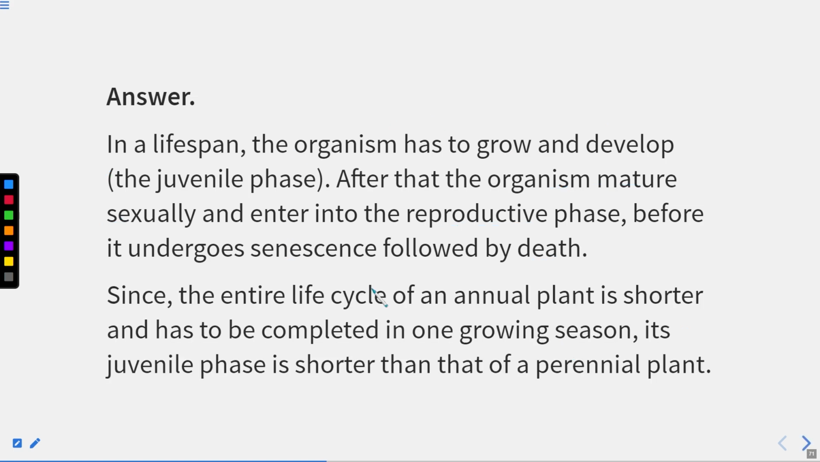Now, since the entire life cycle of the annual plant is shorter and has to be completed in one growing season, the juvenile phase is shorter than that of the perennial plant. Perennial plants take many years to complete their life cycle, so in perennial plants the juvenile phase is much longer than in annual plants. Annual plants have a shorter juvenile phase in which growth and development take place, and then the plant enters the reproductive phase in which fruits and seeds are formed.